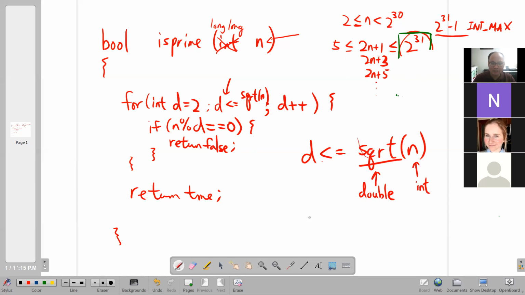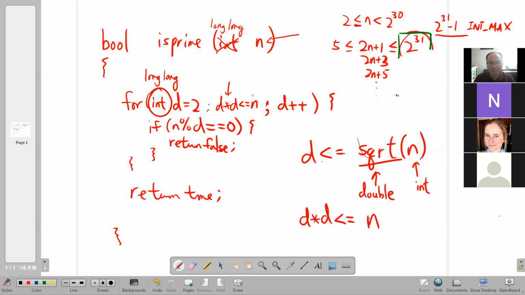So instead of saying d is less than or equal to square root of n, it's better to square both sides and say something like this. That way, both sides are integer values, so there's no possibility of rounding error. And then the other thing that is wrong here, and I think Jana has seen this before, is that this has to be long, because otherwise the d times d here can overflow.